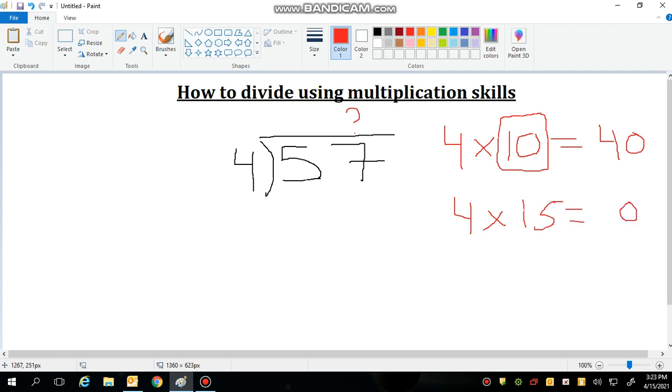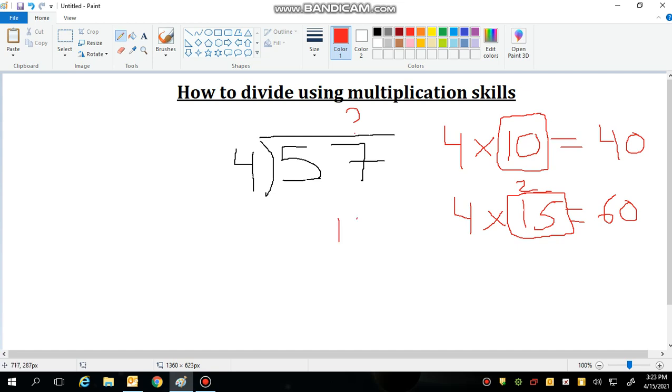4 times 5 is 20. Carry the 2. 4 times 1 is 4 plus 2, 6. 60. All right, now we're very close. 15 is quite close to give us the answer of 57, right? 15 times 4 is 60. 60 is very close to 57. 15 is a little bit too big, so we need some number smaller than 15.